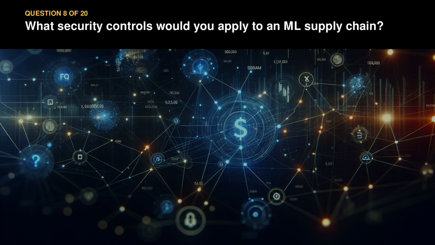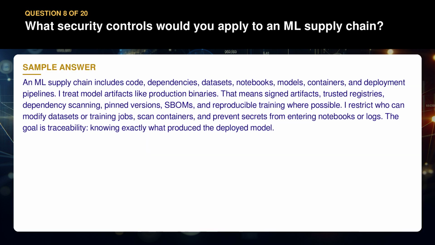Question 8. What security controls would you apply to an ML supply chain? An ML supply chain includes code, dependencies, datasets, notebooks, models, containers, and deployment pipelines. I treat model artifacts like production binaries. That means signed artifacts, trusted registries, dependency scanning, pinned versions, SBOMs, and reproducible training where possible.